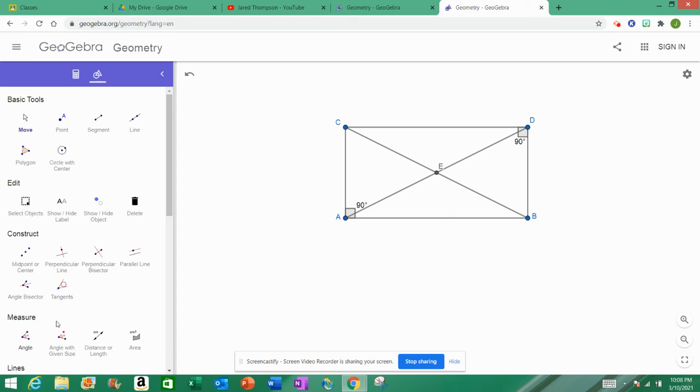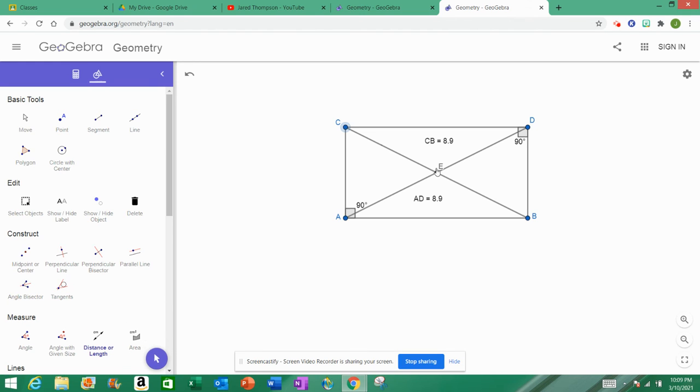So what I'm going to do is measure the entire diagonal, AD. Let me move it out of the way. And then I'm going to measure CB. Now look at that. AD is 8.9 and CB is 8.9. So the property for a rectangle is that the diagonals are actually congruent. They're the same length. They still cut each other in half, but it just so happens that the entire length itself is the same.